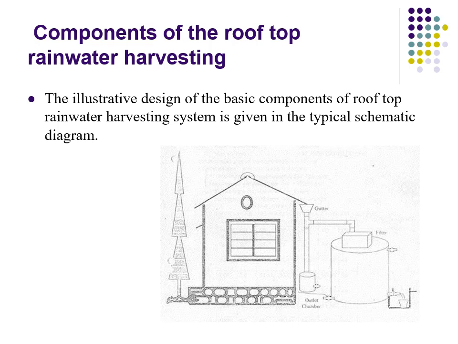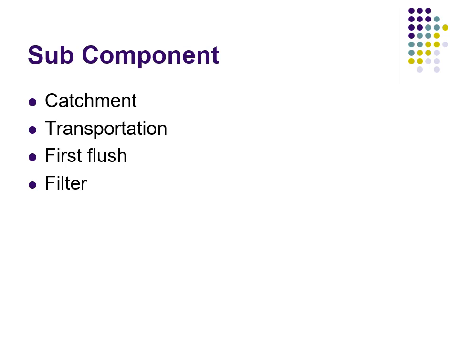Components of the rooftop rainwater harvesting system. The illustrative design of the basic components of a rooftop rainwater harvesting system is given in the typical schematic diagram. In this schematic diagram, it consists of gutter, outlet chamber, filter, and catchment. And the subcomponents of this rainwater harvesting system are catchment, transportation, first flush, and filter.